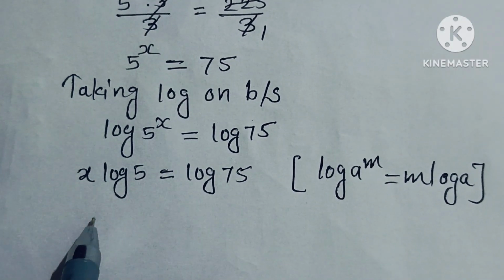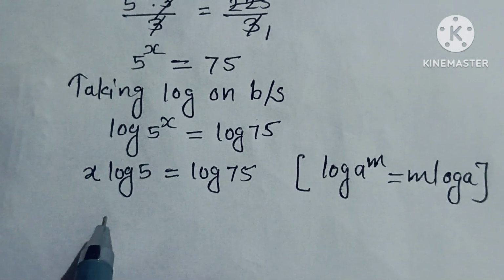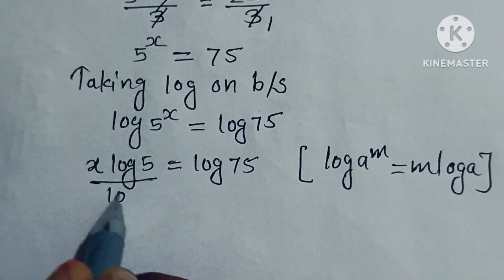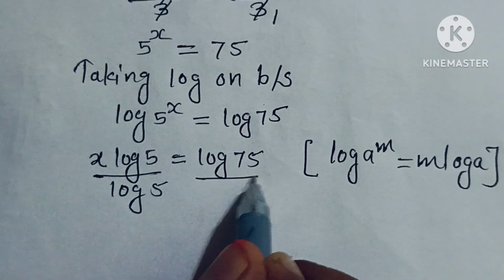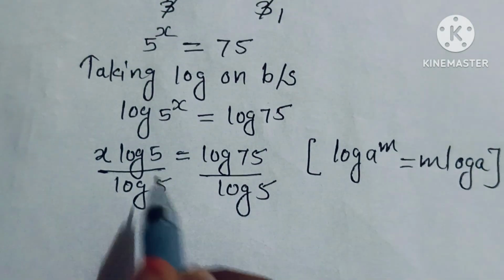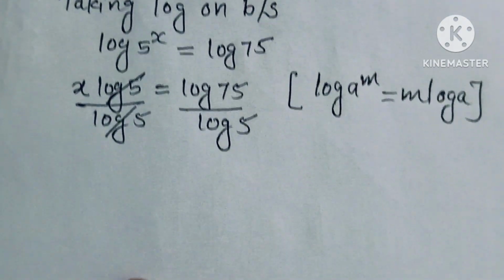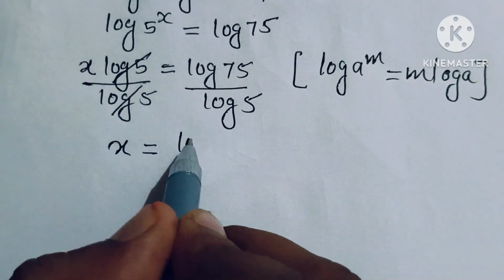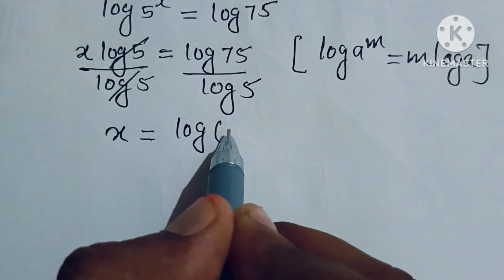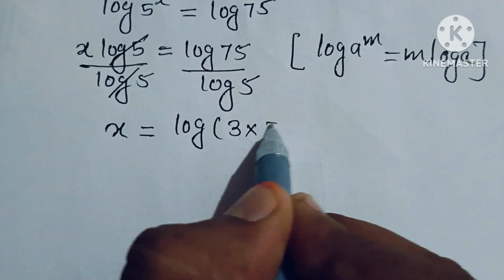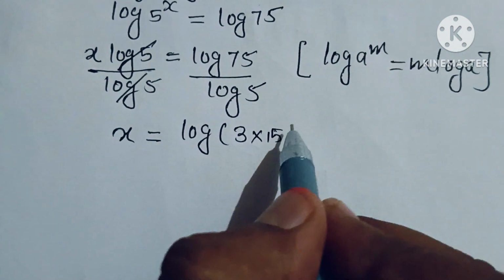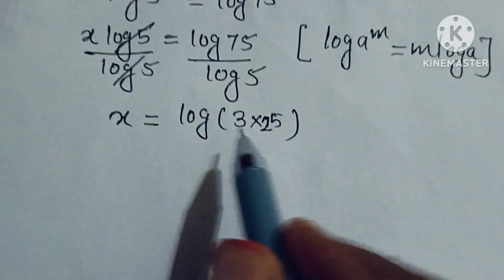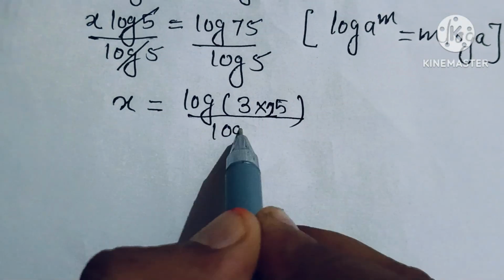Now divide both sides by log of 5. Here log 5 cancel. We get here x equal to log of 75. We can write 3 multiply 25, divided by log of 5.